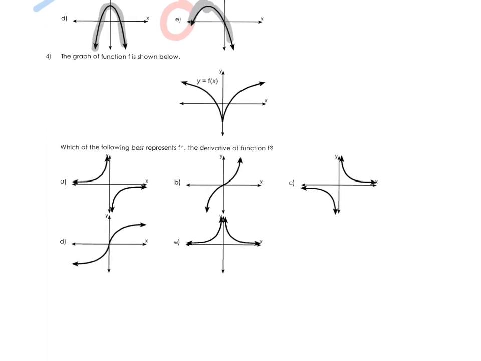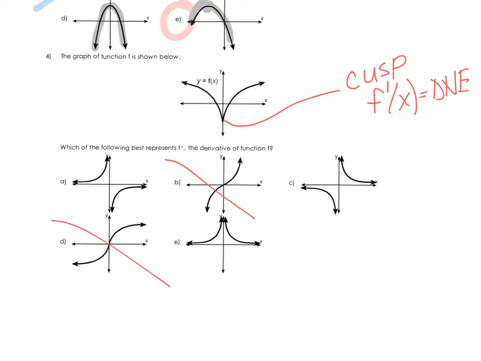Number 4. Okay, we have to think back to our chart that we made. So this is a cusp. And the cusp came up in the last part of that little chart we made on page, I want to say 17, 18, somewhere in there. The derivative does not exist there. So if the derivative does not exist at a cusp, then I can cross off choice B and choice D. Because choice B and D have a value there.